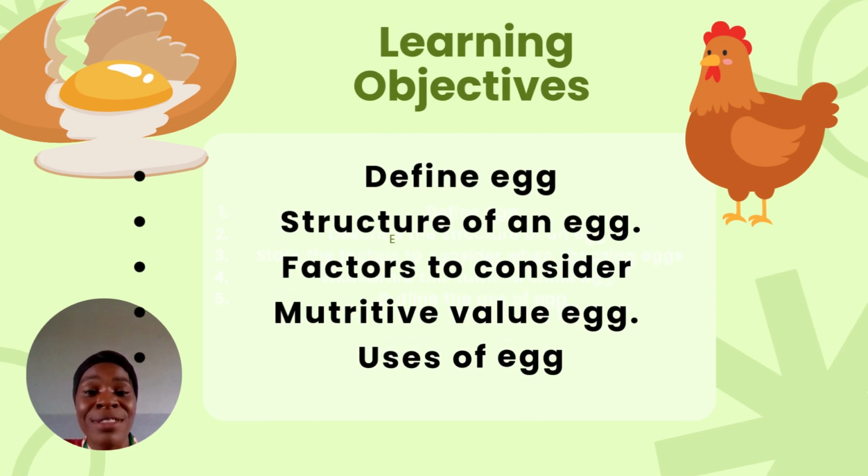So, what are our learning objectives? We want to define egg. We want to look at the structure of an egg. Then, what are the factors we need to consider when we are choosing or selecting eggs? We want to look at the nutritive value of egg, and we want to look at the uses of egg. That's maybe dishes that we can use egg to prepare, some other uses of egg.